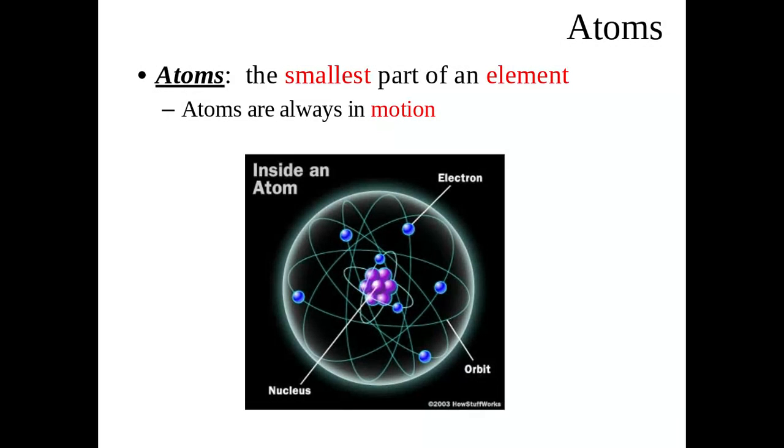So you could say gold is an element. If you can physically see it, we can break that gold down into billions of pieces that are really small, that you can't see, that are atoms.